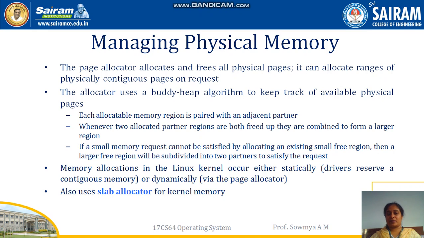If a small memory request can't be satisfied by an existing small free region, then a large free region will be subdivided into two divisions to satisfy the request. Memory allocation in the Linux kernel occurs statically, where drivers reserve contiguous memory, and dynamically via page allocation. So contiguous memory allocation and page allocation both work. It also uses the slab allocator for kernel memory.